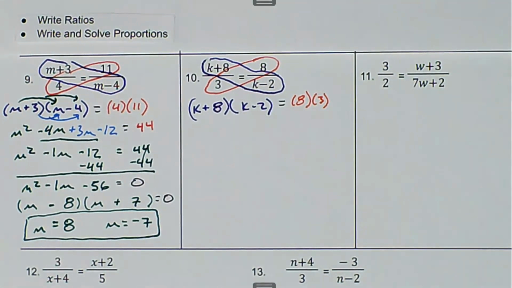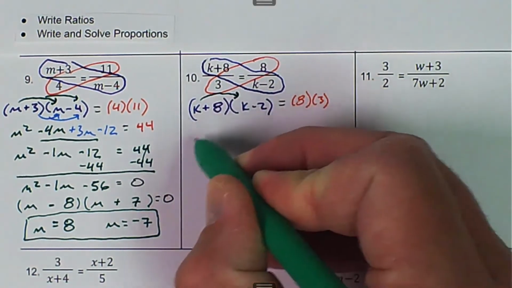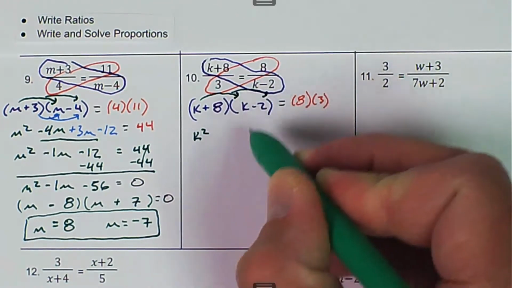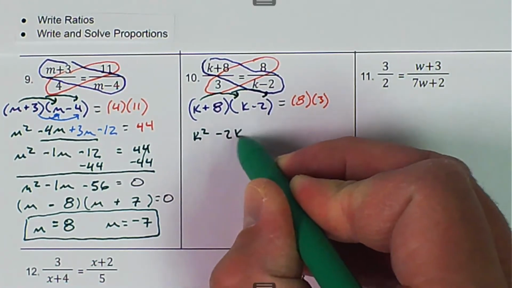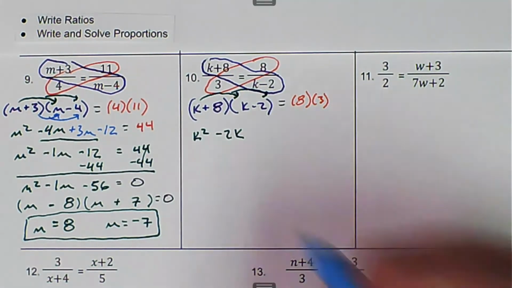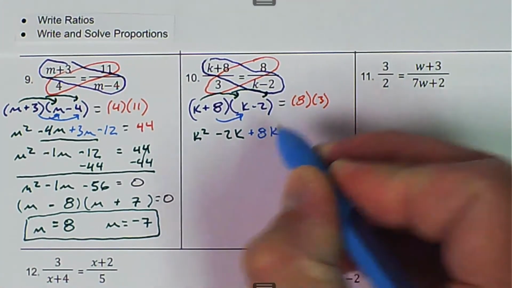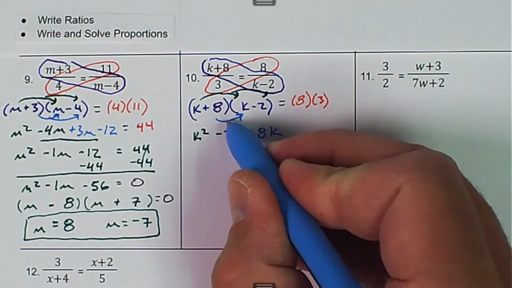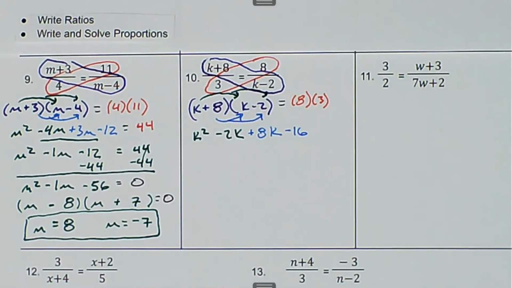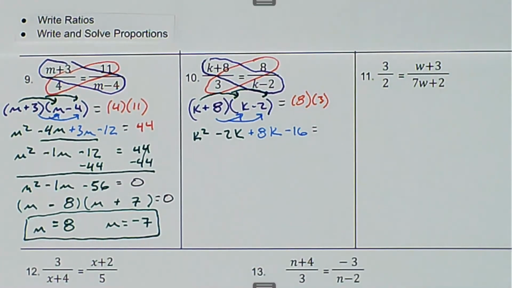And we have to do the same thing that we did before. K times k is k squared. K times negative 2 is negative 2k. Eight times k is 8k. And 8 times negative 2 is negative 16. And that is still equal to 24.